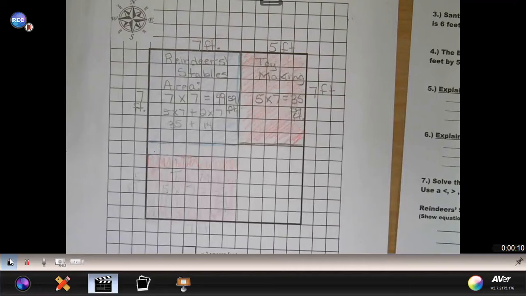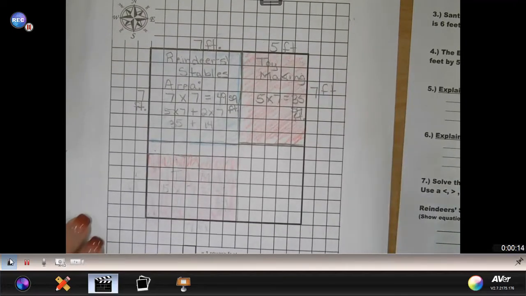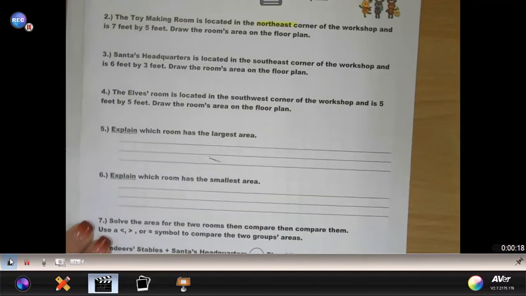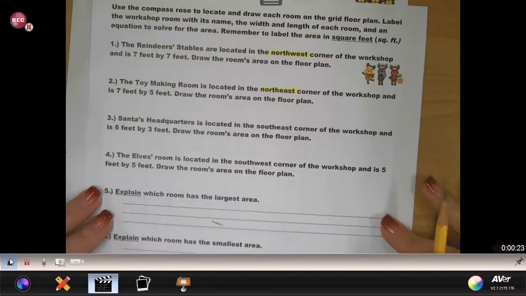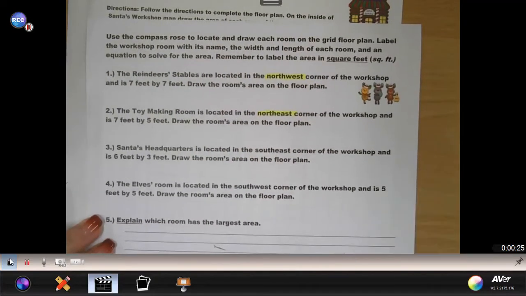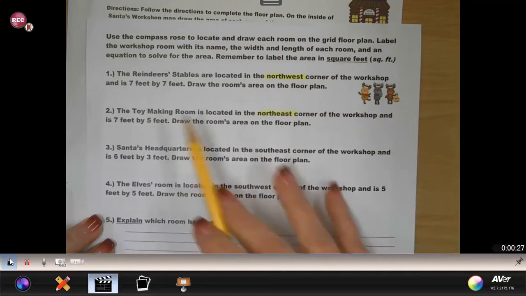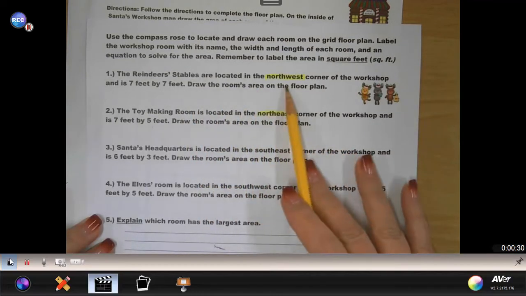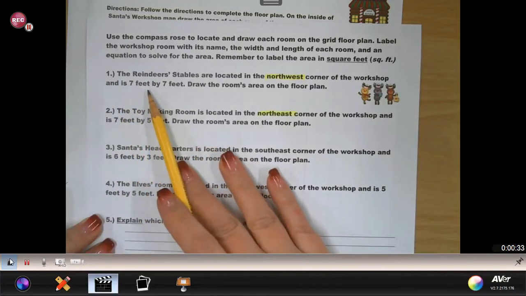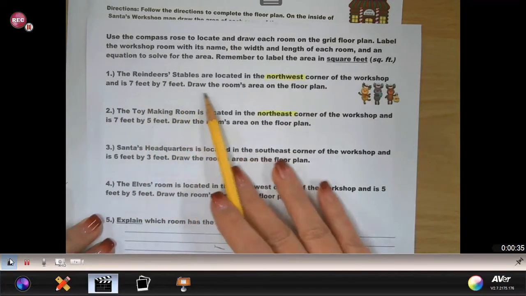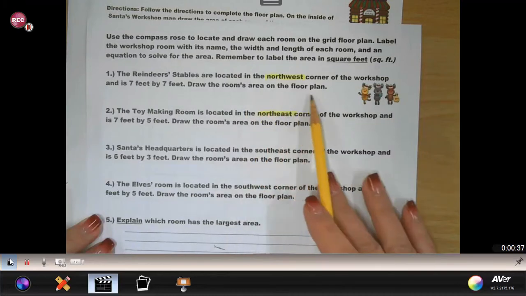So you can see here I've started already. I started with the reindeer stables. If you look at your sheet here, it says the reindeer stables are located in the northwest corner of the workshop and is 7 feet by 7 feet. Draw the room's area on the floor plan.